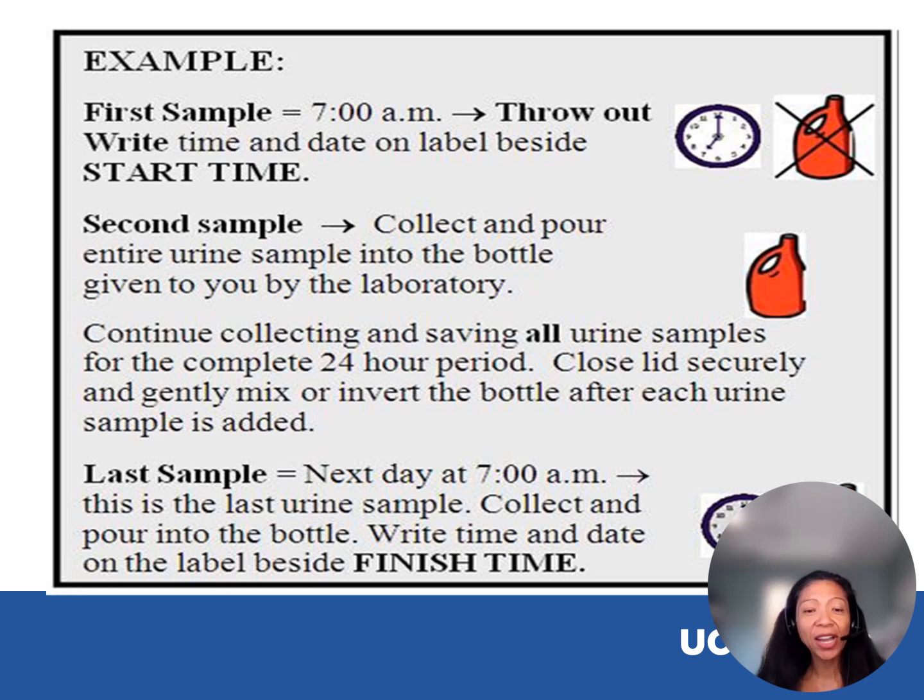Now, for every other collection, you're going to collect and pour the entire urine sample into the bottle given to you by the lab, and you're going to continue collecting and saving all the urine samples for the complete 24-hour period. You'll close the lid securely and gently mix or invert the bottle after each urine sample is added.